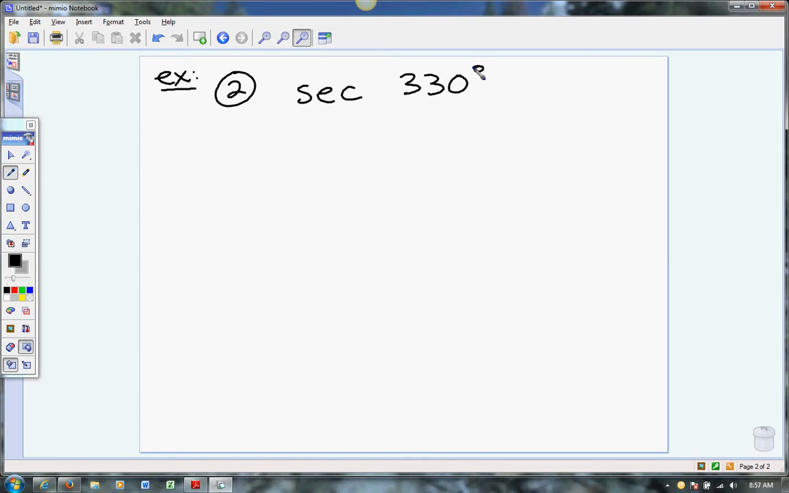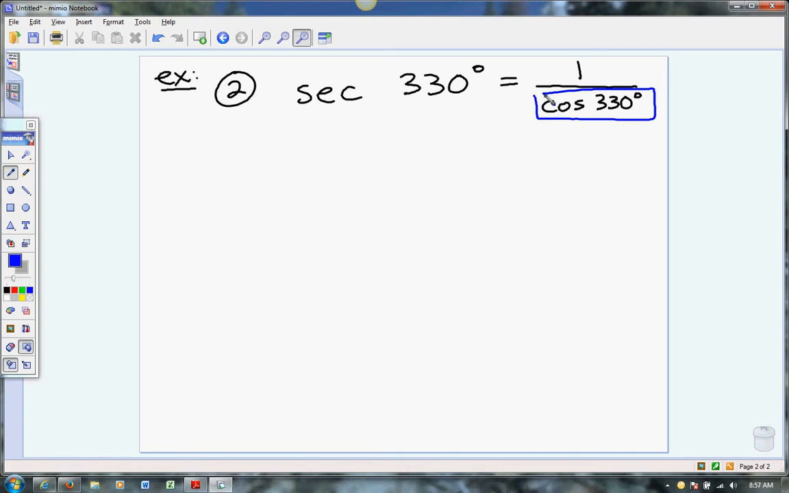Well, if I want to do the secant of 330 degrees, we do everything the same after we rewrite it. Remember, secant is the same thing as 1 over the cosine of 330 degrees. That is its reciprocal function. Once you do that, we are going to do all of our work with just the cosine of 330 degrees, because that's the one that we know how to use.